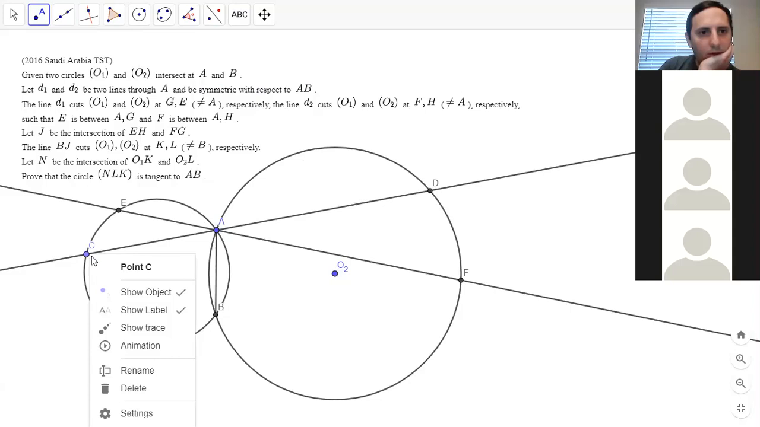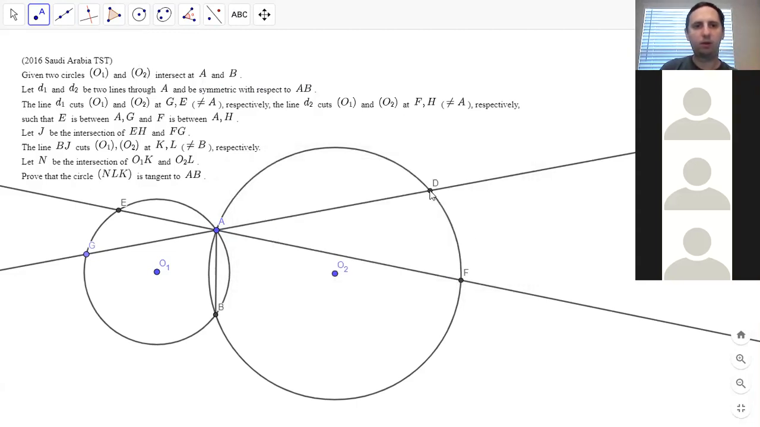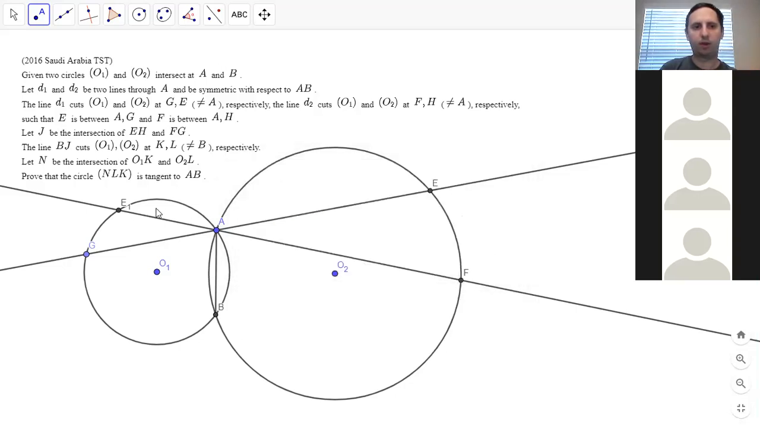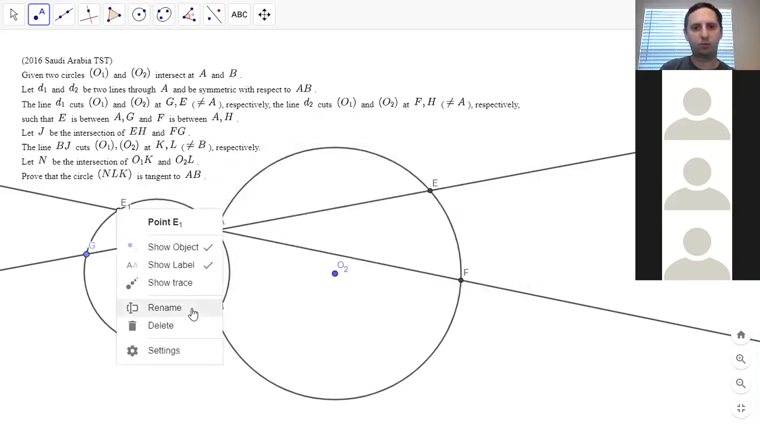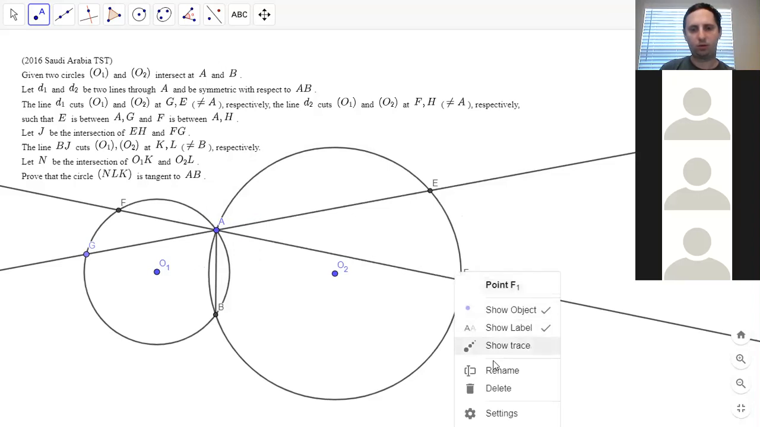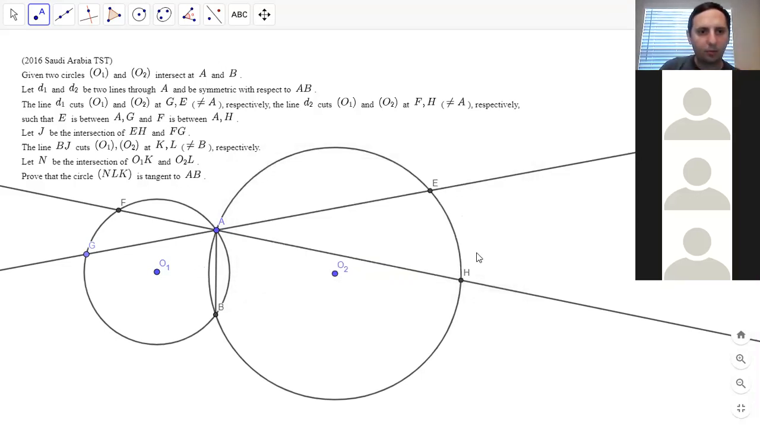So this is G and E. This is F and H. And AB is the angle bisector of that. So E is between A and G. Oh, that doesn't sound right.